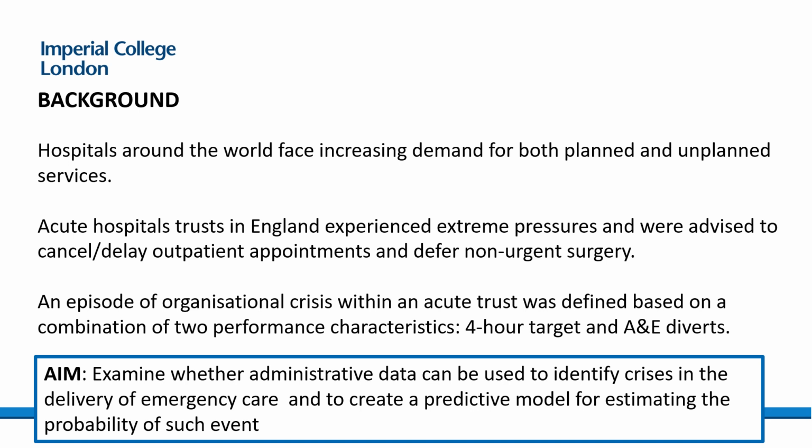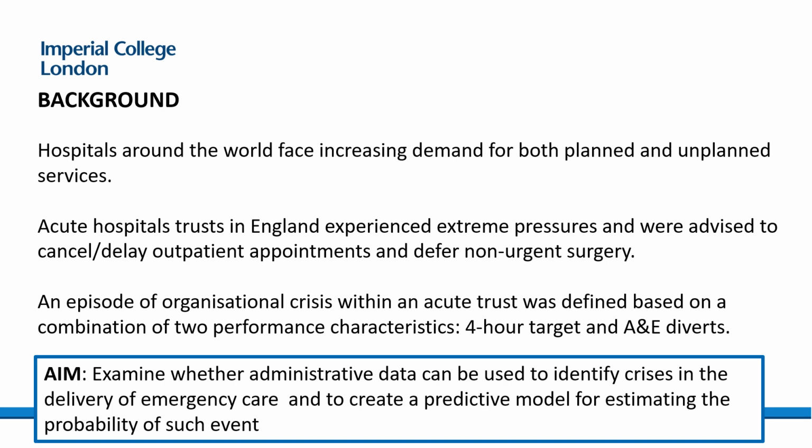non-urgent surgeries. An episode of organizational crisis within an acute trust was defined based on a combination of two performance characteristics: the 4-hour target and A&E diverts. The 4-hour target is defined as when at least 95% of patients had to be admitted or discharged from A&E within 4 hours from their arrival.